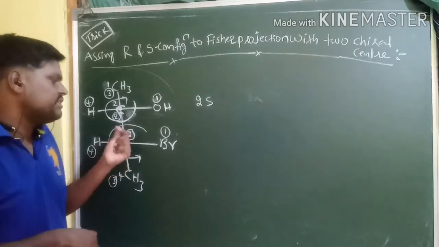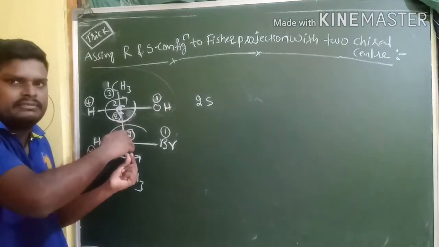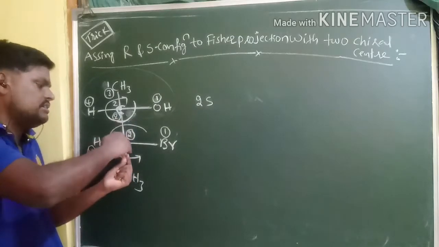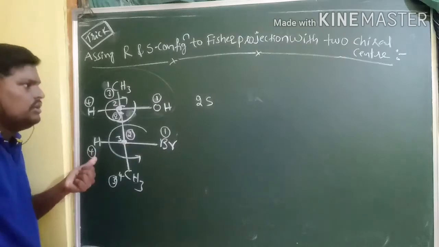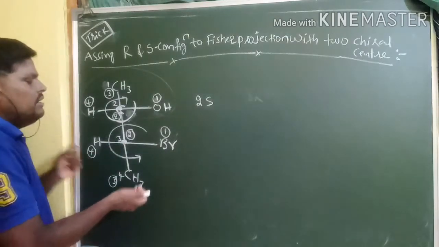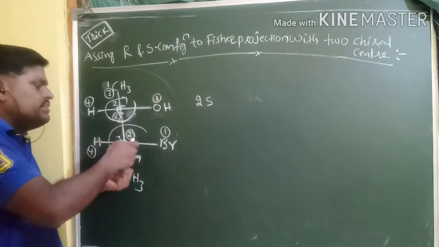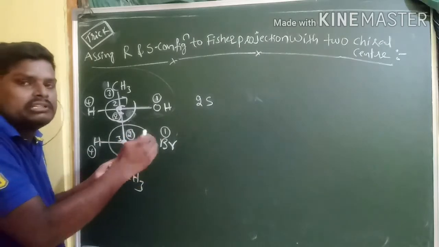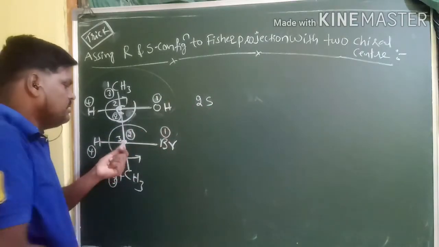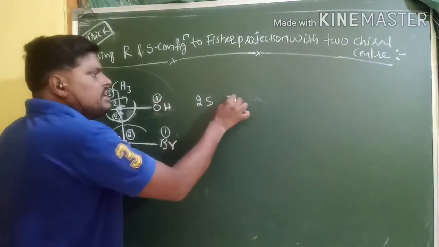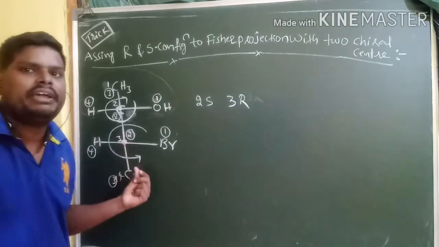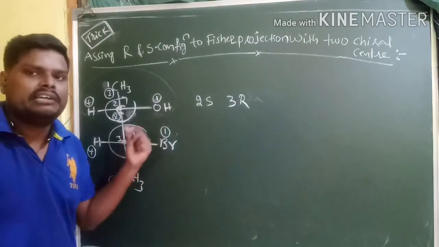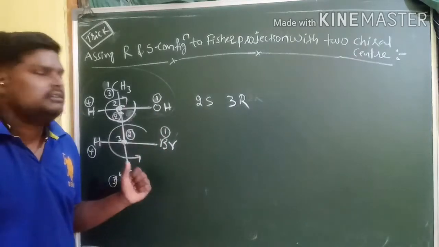What is the expected configuration here? Anti-clockwise. This is the anti-clockwise direction, but the least priority is on the horizontal line. That's why you should take the opposite configuration. The expected configuration is S, because of the anti-clockwise direction. What is the opposite configuration here? R configuration. What is the number of the chiral center here? 3. That's why you take 3R configuration. So this is the way to assign R and S configuration with 2 chiral centers.